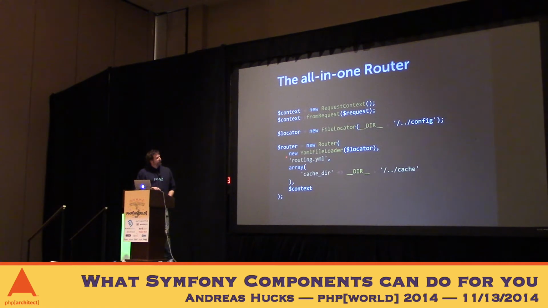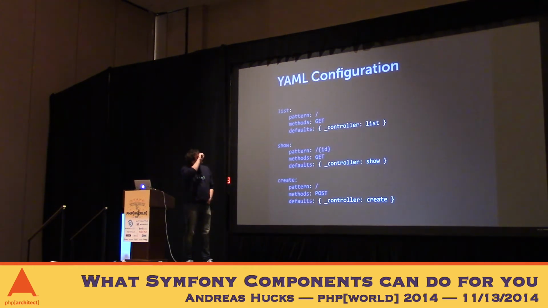So we hand over a loader that can load one of those configuration files. We tell it what that file is named. Optionally, we can give it a couple of options. One of these options is the cache directory, so it can cache the routes that it creates from those YAML files to improve performance. And this YAML file could look like this.